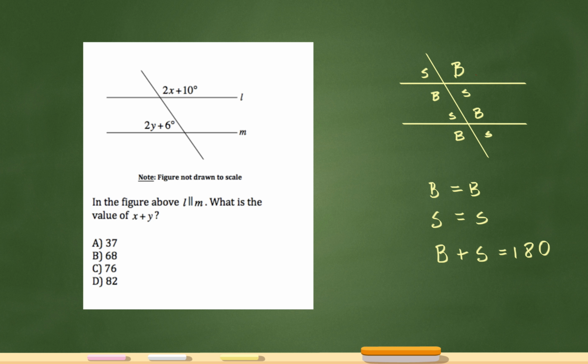Above, line L is parallel to M. That's what those two vertical lines mean. L is parallel to M. What is the value of x plus y? A couple of basic facts to keep in mind for what I have over here. So jot this down somewhere, keep it in mind.